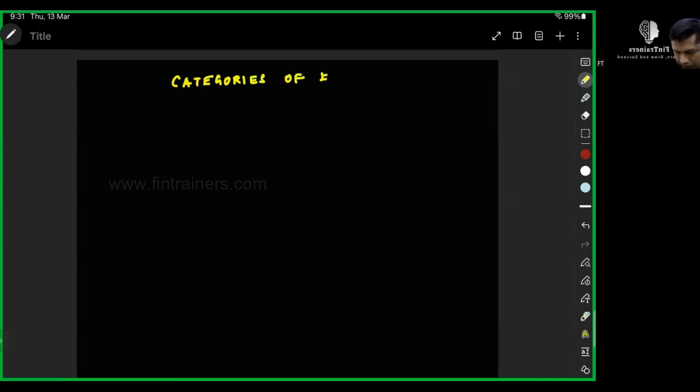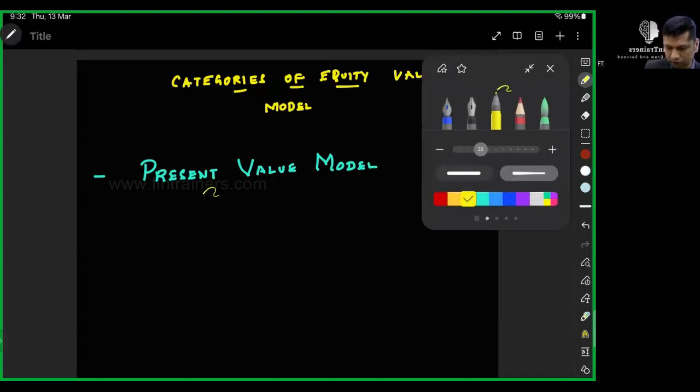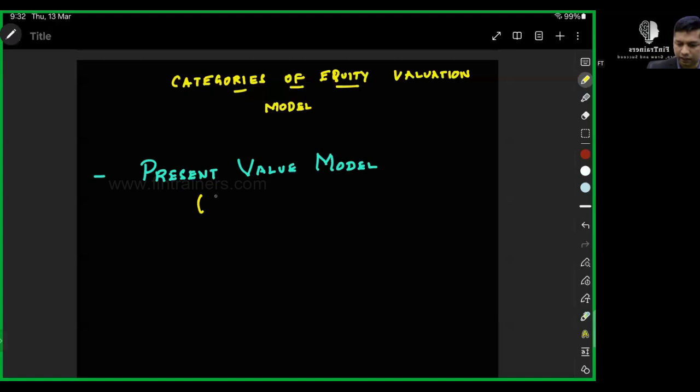That is called present value valuation, right? That is the most important one. We call that the present value model. What we are doing here is bringing the future cash flows to present value. That process is also called discounting, the process of bringing the future cash flows to today. So we often call this discounted cash flow as well.